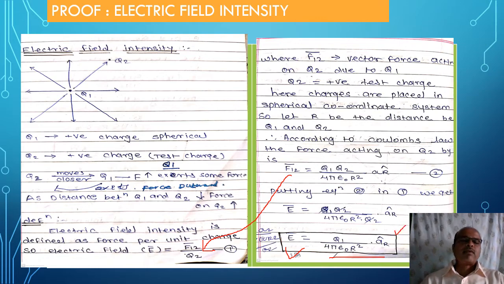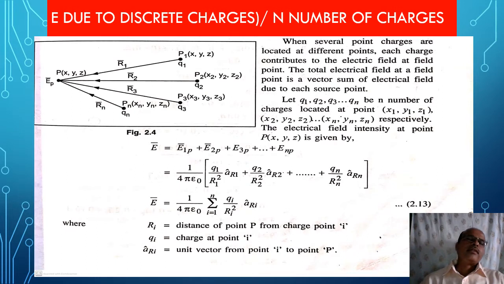We have to solve problems on that also. Next is the electric field intensity E due to discrete charges, that is n number of charges. Consider this figure. When several point charges are located at different points, each charge contributes to the electric field at the field point. The total electric field at a field point is the vector sum of the electric fields due to each source point.